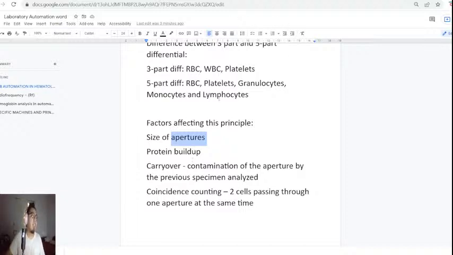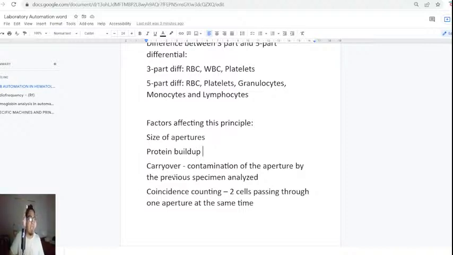Another thing that you need to take into consideration is buildup. If you're using a machine that utilizes or analyzes blood samples, it's going to have a lot of proteins. When there's a lot of proteins building up in the sample or in the tubings, you gotta clean it. And that's part of the daily maintenance protocols. So you need to be mindful of this one.